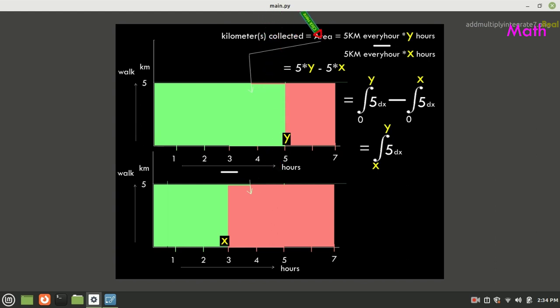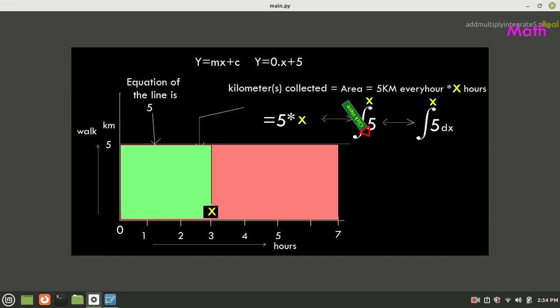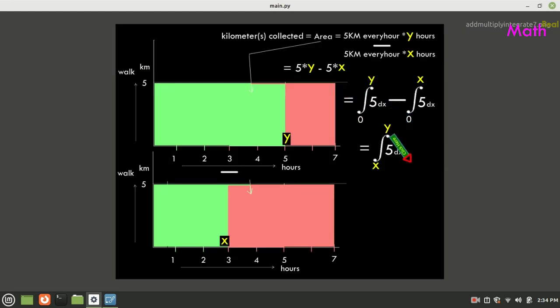So the kilometers collected would be 5 km per hour for y hours minus x hours. So 5y minus 5x. It would be written as the integral from x to y of 5 dx. 5 is the line equation and the limits are from x to y. So this is the notation we have to use. If there is no 0, it means it is from 0, like we saw here. So we can omit 0 also. But if it is x to y, it means a line which has the equation of 5, and in that line from x to y, the area needs to be calculated. That area is the kilometers collected. That is the addition.